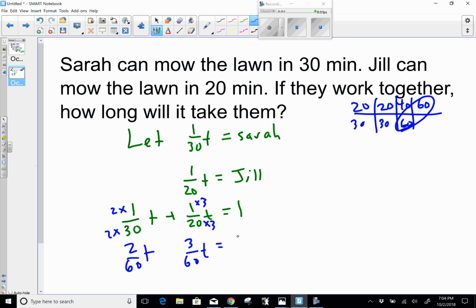T is equal to 60 over 60, which is the same thing as 1 whole. So remember 1 is equal to 1 over 1, right? 2 over 2, 3 over 3, and so on and so forth. So 60 over 60 is equal to 1 whole.